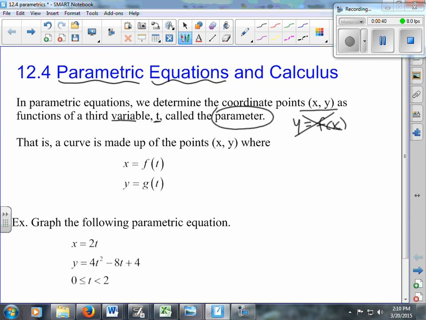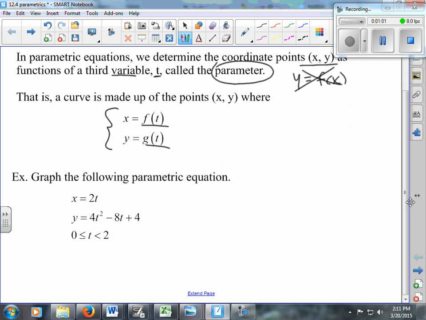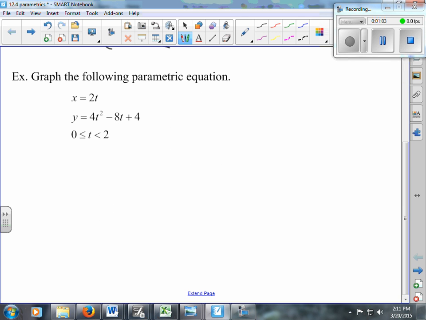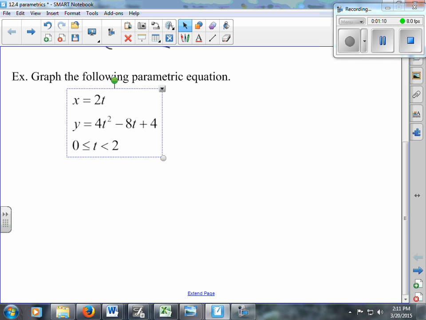And the way that we determine what the points are on a parametric function is that we have two sets of equations, one for x and one for y. In these two equations, x is a function of t, the parameter, and y is a function of t, the parameter as well. So here I have an example, and I'm going to show you how a graph of a parametric equation looks.